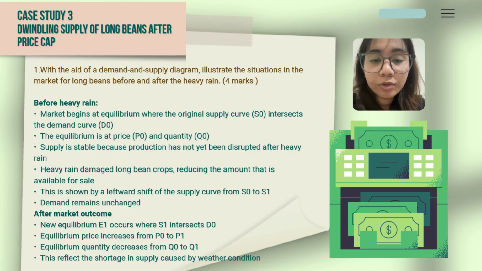This demonstrates the law of supply and demand. When supply decreases while demand remains constant, price increases and quantity decreases. It also shows how natural events like heavy rain can disrupt market equilibrium and create a shortage in the market.